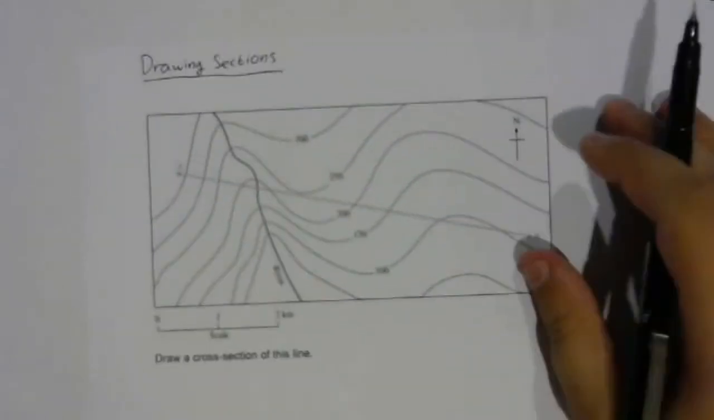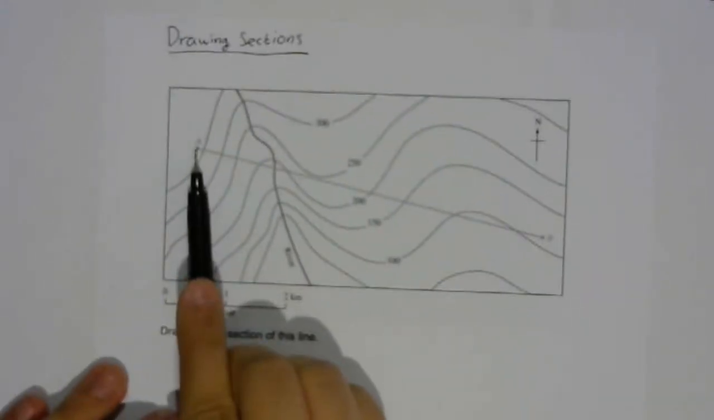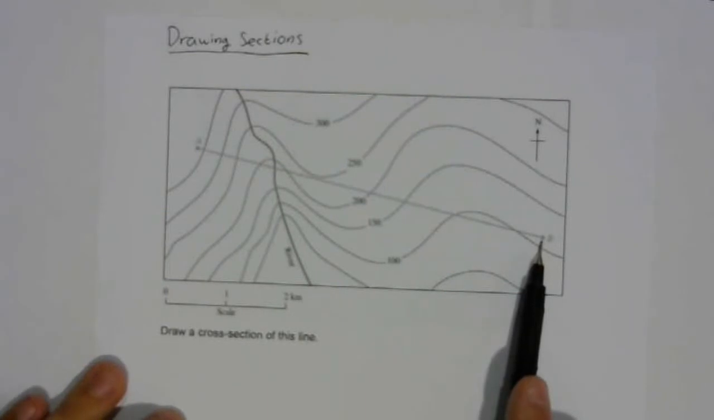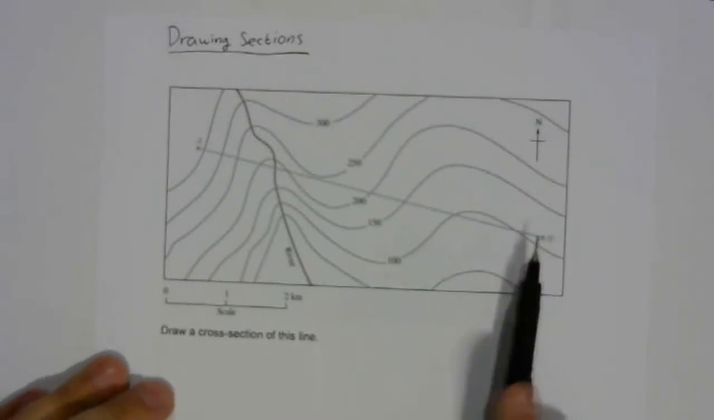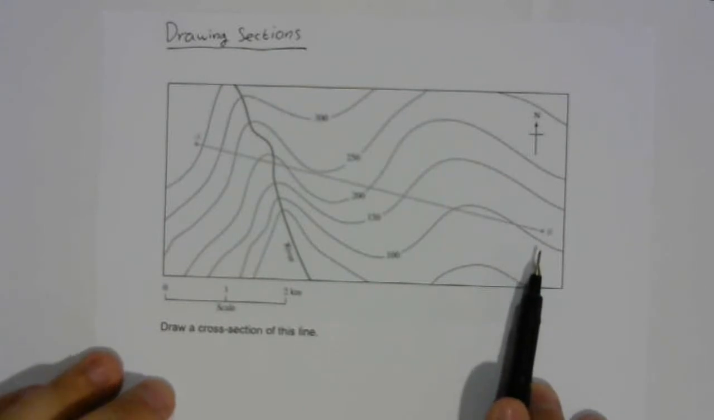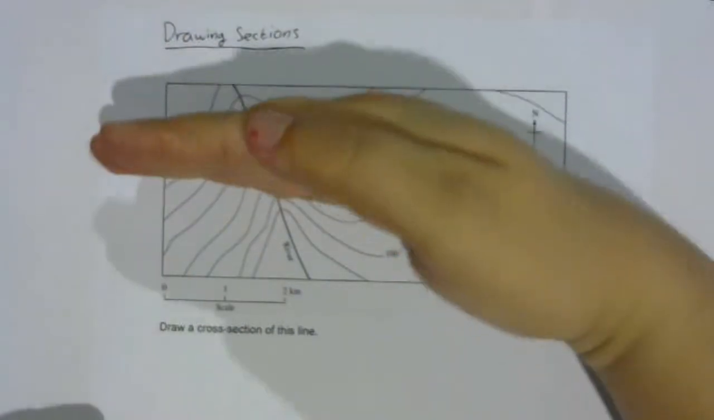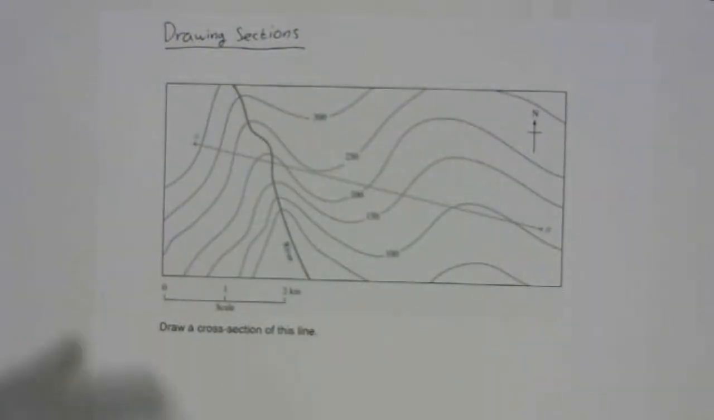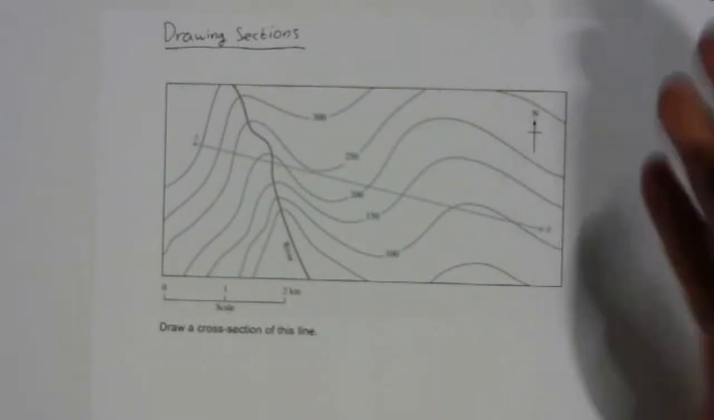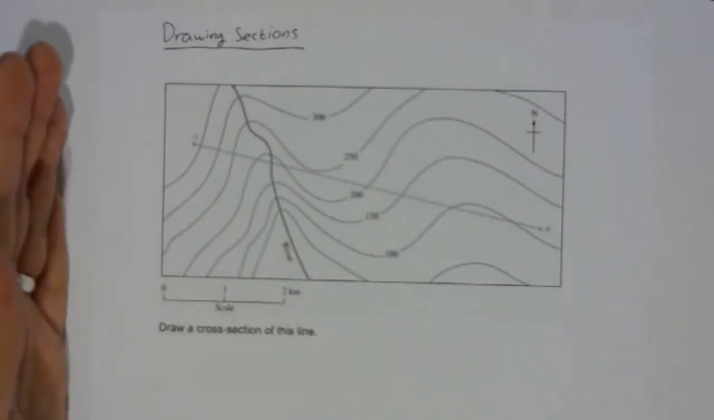Alright, here we have a contour map, and we've been given a line from point A to point B. What we want to do is draw a cross-section of the land. So we want to draw a picture as if we are cutting the land down that line and then looking into the side, kind of like cutting a cake in half, and you can see the layers in the cake. We kind of want to do the same thing here with this piece of land, so we can see the shape of the land.